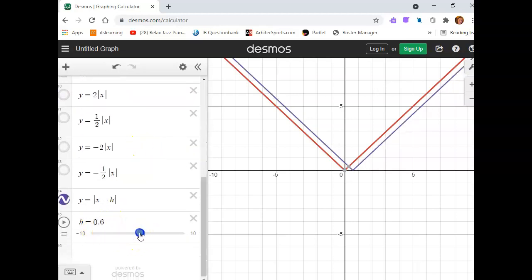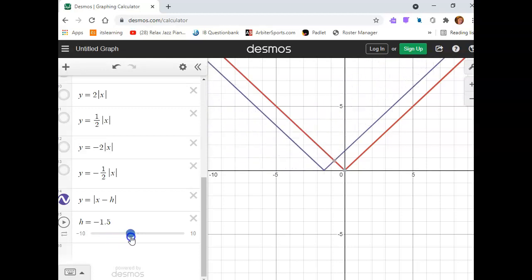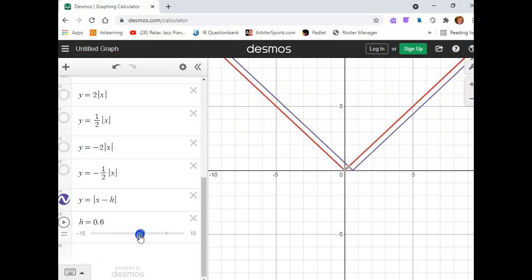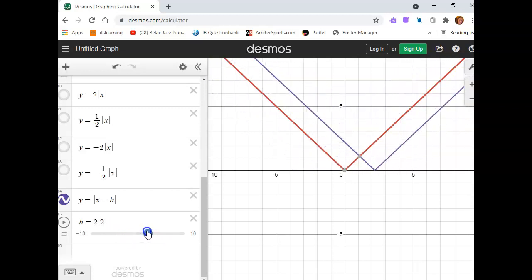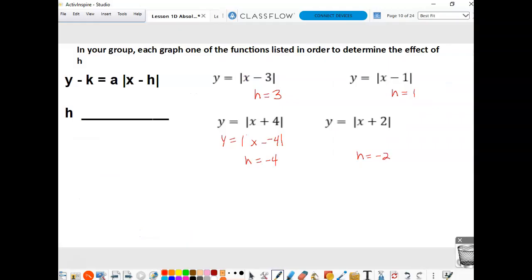Any number that I put in for my h is going to slide my graph, if it's a negative number, to the left, and it's going to slide my graph to the right if it's a positive number. So I think sometimes the slider actually helps make it a little bit easier to see what that value is. Okay? All right, so what we can now say is that h translates the graph horizontally.